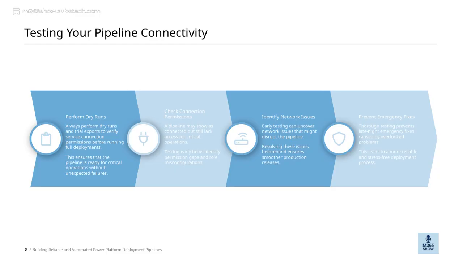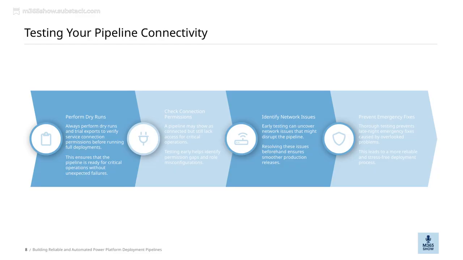One of the main reasons to test early is to identify network issues that could disrupt your pipeline. Catching these problems beforehand means you can resolve them before they cause any delays during production releases. It's all about being prepared and avoiding surprises. Another important point is that a pipeline might appear connected, but still lack access for critical operations. Early testing helps you pinpoint permission gaps or role misconfigurations, ensuring everything is set up correctly before going live.